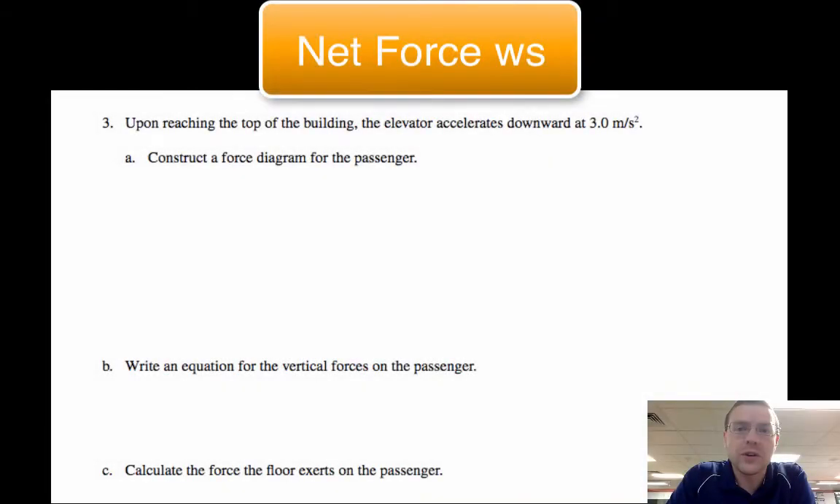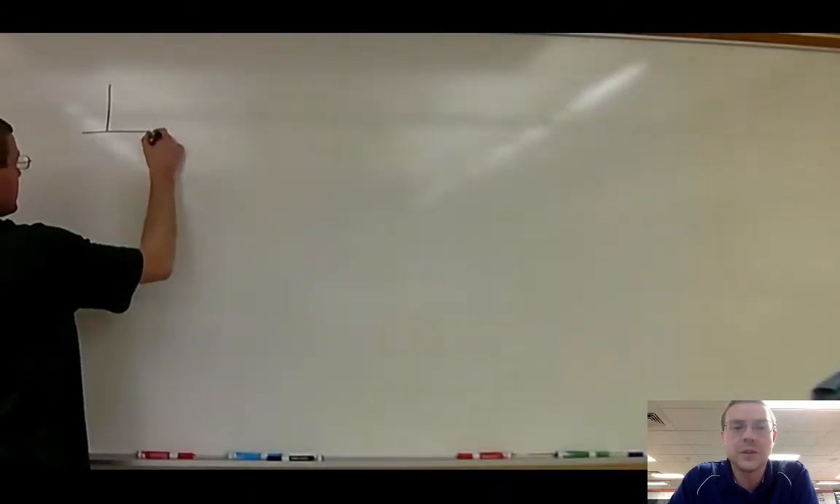Hey everyone, here we are for net force worksheet number 3. This one, you have a person in an elevator. The elevator is accelerating downwards. Again, we want to construct a force diagram, write equations, and find the force the floor exerts on the person.